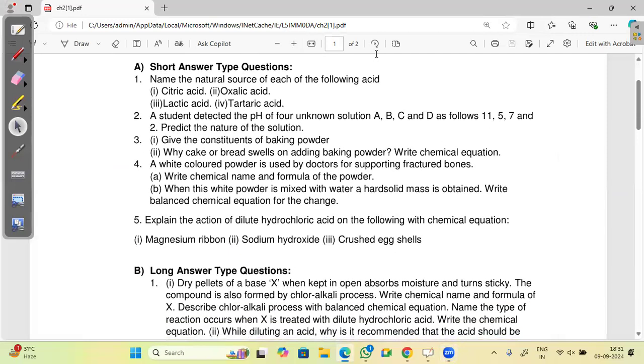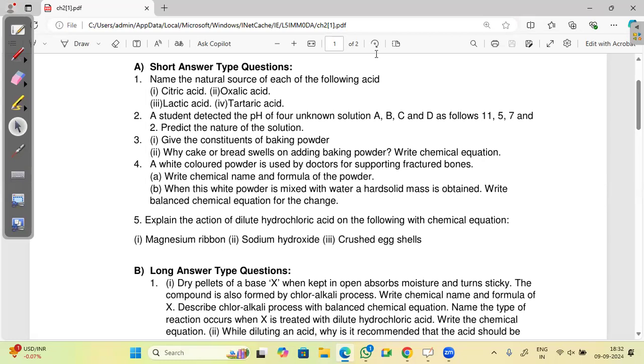Name the natural source of each of the following acids. Natural source of citric acid: lemon, oranges. Natural source of oxalic acid: tomato. Everyone become active, I want answers from everyone. If I don't receive an answer from someone, I'll just inform. Then lactic acid: milk or curd. Tartaric acid: tamarind.